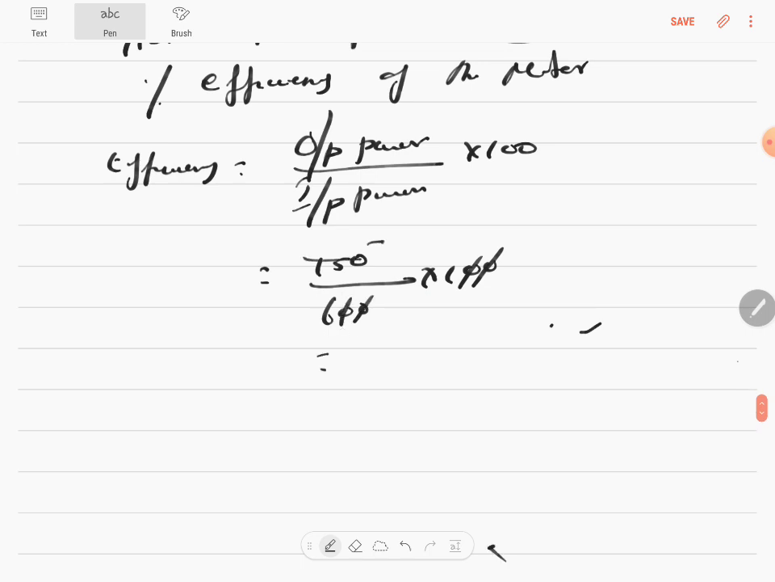This is 75 by 3, and so it's 25% is the efficiency. So thus you understand how to do that sum. Let's go to next question.